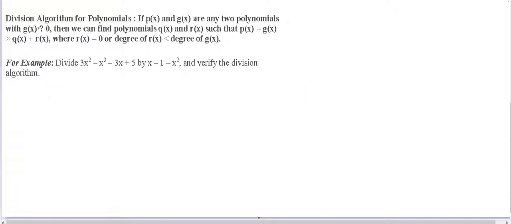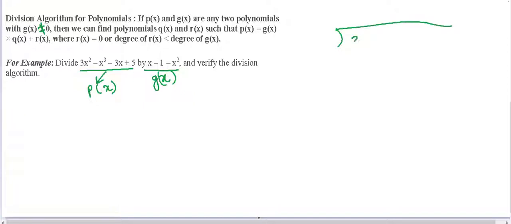It is basic not equals to 0. This g x must not be equal to 0, okay? So this is your px, and this is your gx. For understanding purpose I am marking it as px and here it is gx. From examples you can easily understand the concept of any algorithm. See, this is your 3x square minus x cube minus 3x plus 5. So this is your polynomial.